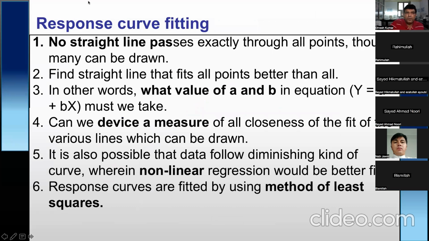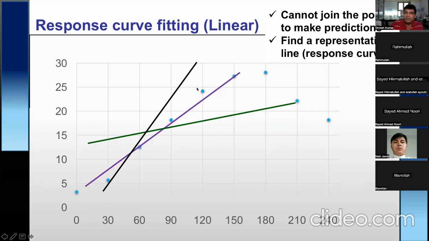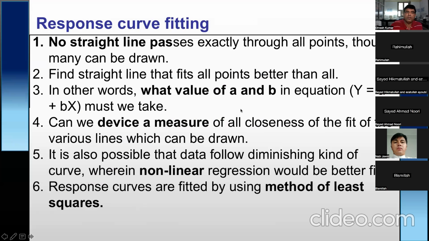You can see no straight line passes exactly through all points, though many can be drawn. You have seen that many lines can be drawn, but no line can pass through all the data. Find a straight line that fits all points better than all. So we want to find out of these lines which line will give us the best fit, which line can represent this data in the best way. In other words, what values of A and B in the equation y = A + bx must we take?